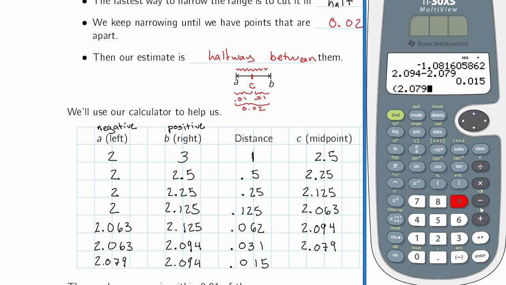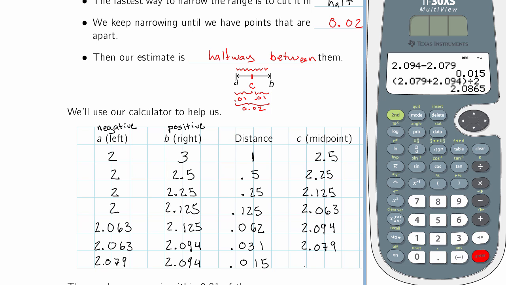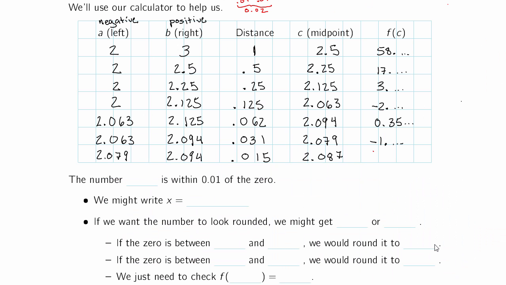2.079 plus 2.094 divided by 2. And I have enough wiggle room to round this. I'm going to say 2.087. And this is where we stop with that last estimate, that last 2.087. That's our guess. 2.087 is within 0.01 of the 0. We might write that as x is 2.087 plus or minus 0.01.